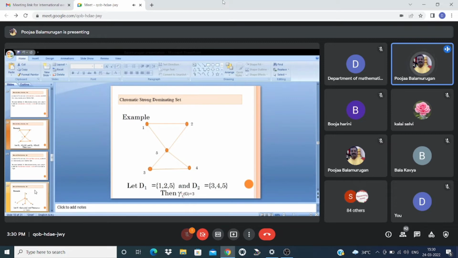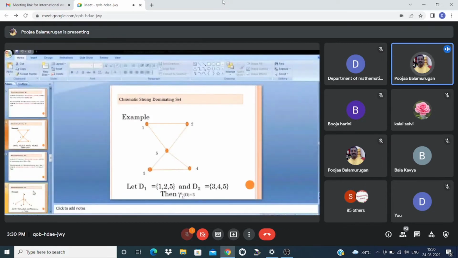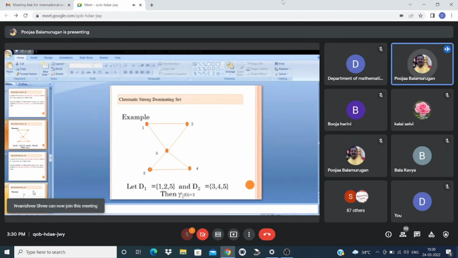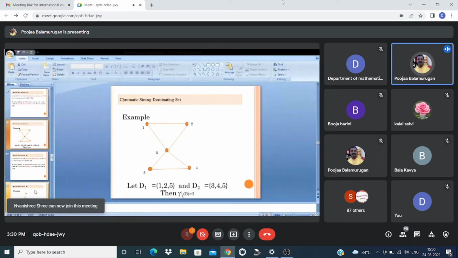So we want only that. Therefore here D1 equals {1, 2, 5} and D2 equals {3, 4, 5}. So the chromatic strong domination number is 3 always, right?